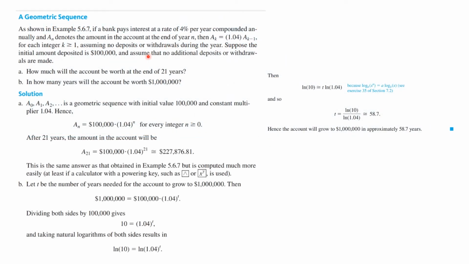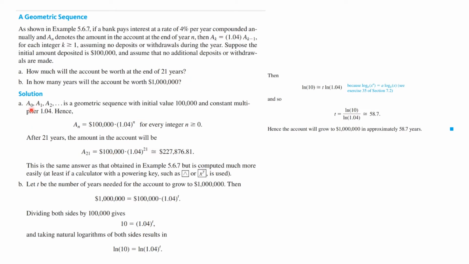Now here's an example of a geometric sequence in a real-life application. If a bank pays interest at a rate of 4% per year, compound annually, and a_n denotes the amount in the account at the end of year n, then a_k is equal to 1.04 times a_(k-1) for each integer k greater than or equal to 1. Now suppose the initial amount was $100,000, and no additional deposits or withdrawals were made. How much would this be worth at the end of 21 years? And how many years would it take to be worth $1 million?